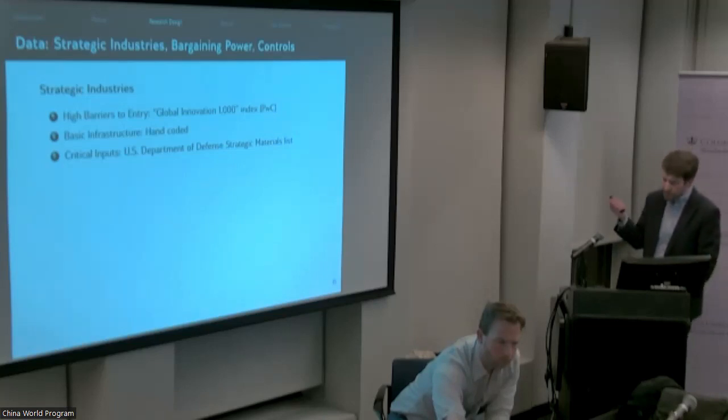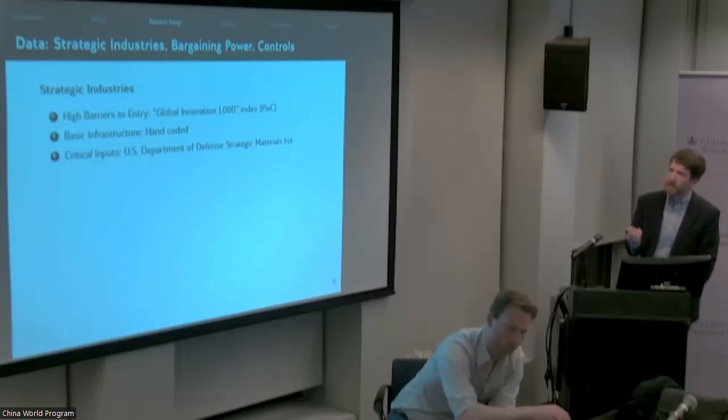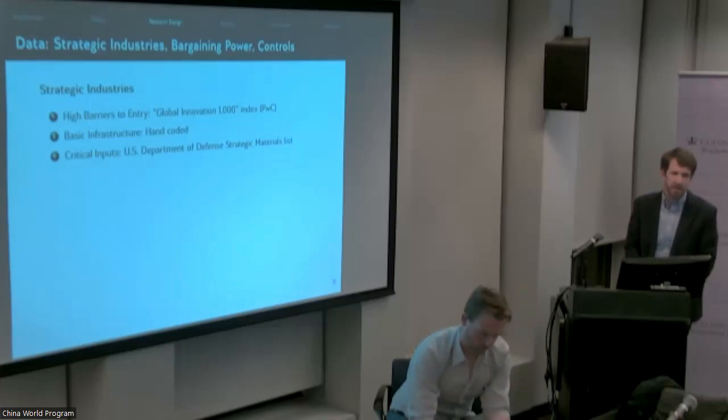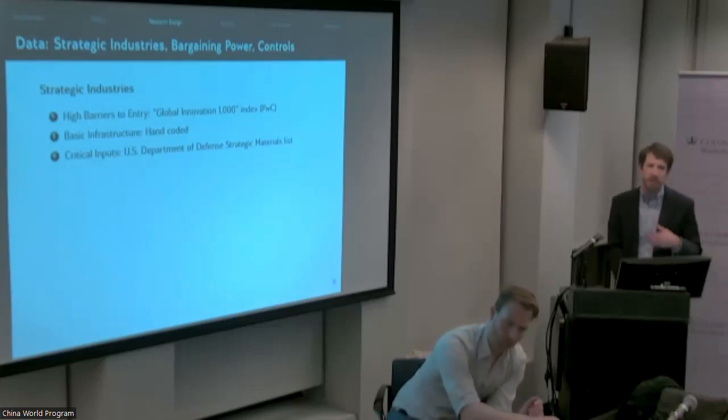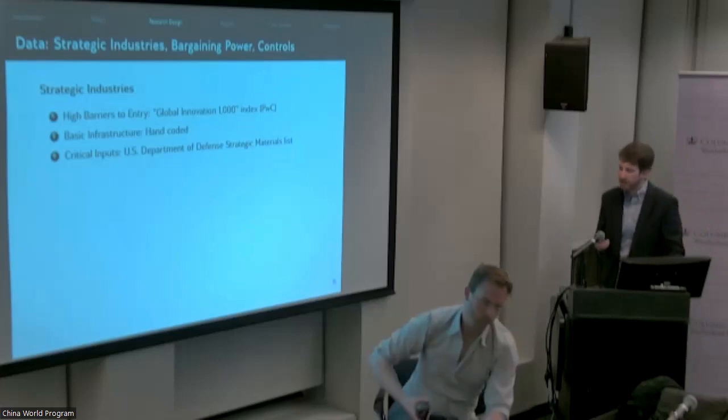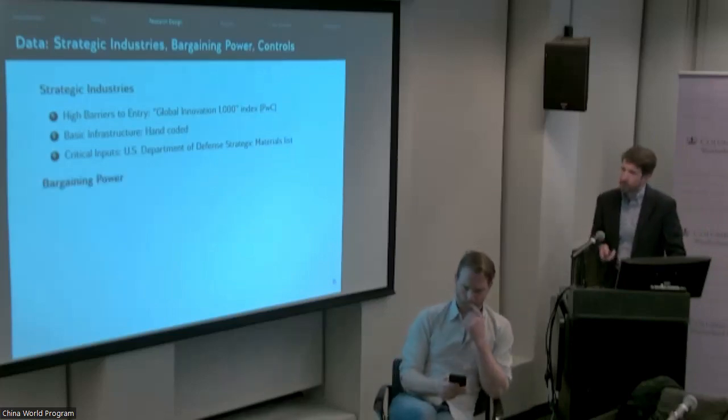And so to do this, I adapted a typology from a recent paper by Jeffrey Ding and Allan Dafoe, where they outline three logics by which an industry or an asset might be regarded as strategic. The first of these is basically industries with high barriers to entry due to things like R&D intensity, cumulative learning effects, or economies of scale in production. The second is basic infrastructure industries: road, rail, port infrastructure. And the third is various critical industrial inputs, strategic minerals, things like that.